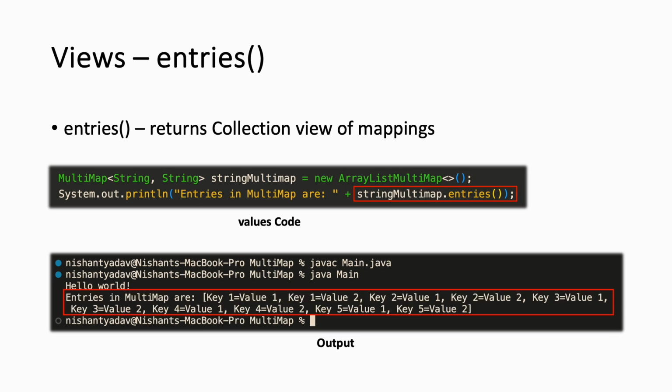The entries method returns a collection view of the mappings, that is, the key value pairs stored in the multimap. This is particularly useful for iterating over and processing the entire data present in the multimap. As shown in the diagram and screenshot below, the code to get the entries from a multimap and the output, which shows us that each key is associated with a single value.